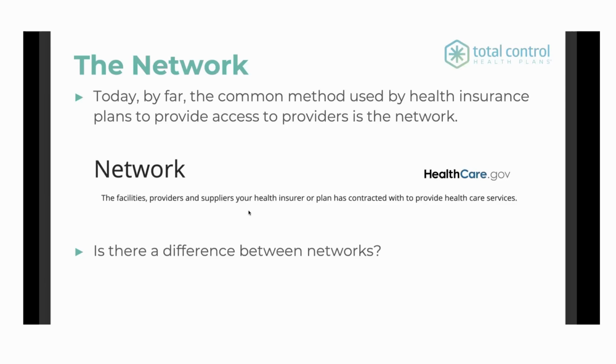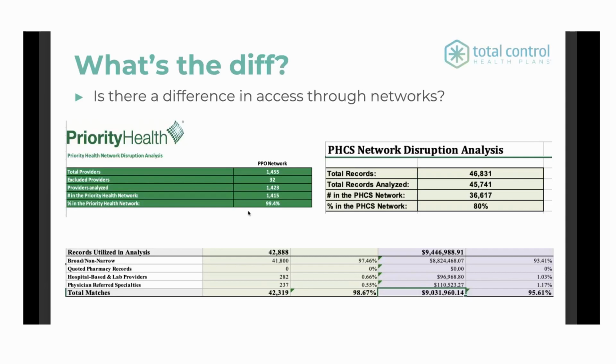access to those services. So the question then is, okay, if we're all using networks, is there really a difference between them? As a child of the 80s, I remember saying, what's the diff? And so let's just talk a little bit about that. What we're showing you here is different disruption analysis that we've done with different networks, comparing them to others. So here in the upper left-hand corner, Priority Health is comparing their network for one of our clients to the network that that client is using today. And Priority Health has 99.4% overlap, meaning of the providers that are being used in one network, they've got 99.4% of them in theirs as well.